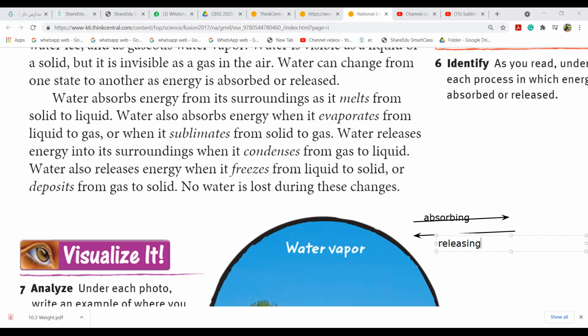Now you tell me, from liquid to solid. Releasing or absorbing? Absorbing. Again, wrong, Judy. Releasing. This is solid. This is liquid. I'm saying liquid to solid. Look at the direction. Liquid to solid means coming back. When I say coming back, what is it?